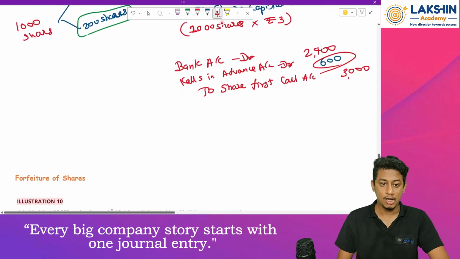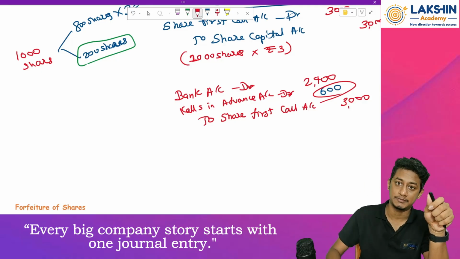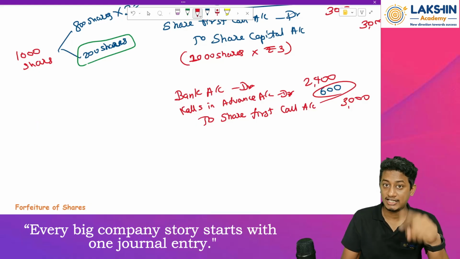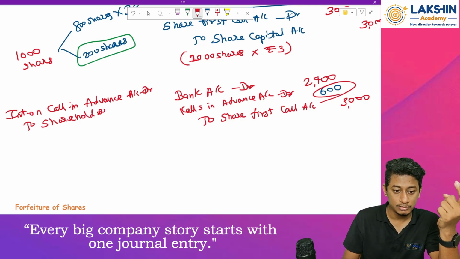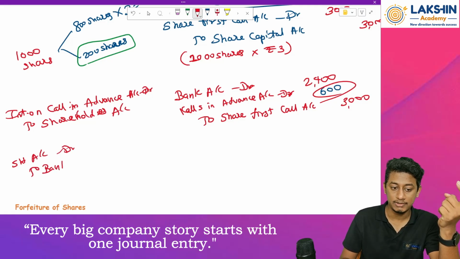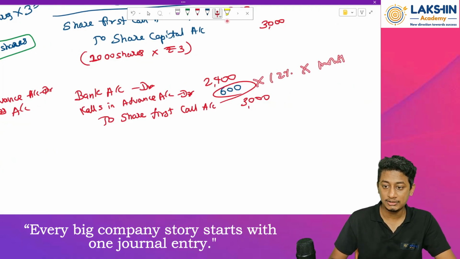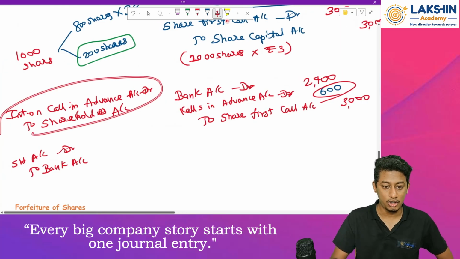So now coming to the same part again. What is the journal entry? In this case, if I am paying the interest, will it be an income or expense? Whenever I am paying the interest, it will be an expense, right? So interest is an expense. Whenever expense increases, we will debit the account. So interest on call in advance account debited to shareholders account. Then while making a payment, shareholders account debited to bank account, because I am making the payment. How do you compute the interest? Simple: 600 into 12% into month divided by 12. How much ever months advance he has paid me, multiplied by that. Simple. Done.